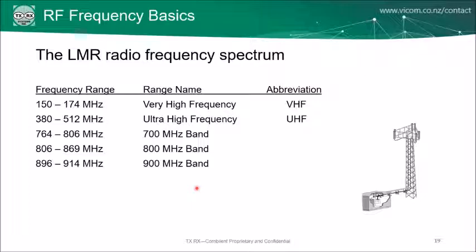So in land mobile radio, we've got 5 general radio bands that we're working with. The lowest one is VHF, which is between 150 and 174 megahertz. It's very high frequency. Then we move up to UHF, or ultra high frequency, which is 380 to 512 megahertz. Above that, we have a 700 megahertz band, an 800 megahertz band, and a 900 megahertz band. Now you'll notice that these 3 bands are not quite exactly 700, 800, and 900. There's a little bit of tail to each one of them into the next range band.